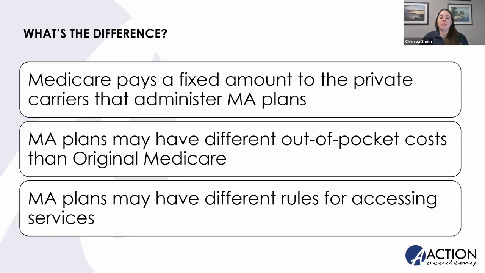MA plans may have different out-of-pocket costs than Original Medicare does. This means that each carrier might determine its own premiums, co-pays, and co-insurance percentages. It might be the case that two neighbors are enrolled in Parts A and B and have similar incomes, and these neighbors would probably assume that they would have similar out-of-pocket costs for their care. But if they enroll in different Medicare Advantage plans, they will potentially have different out-of-pocket costs depending on how their plan is designed. So they're not necessarily always going to be the same, which is the beauty and the hindrance of these type of plans.